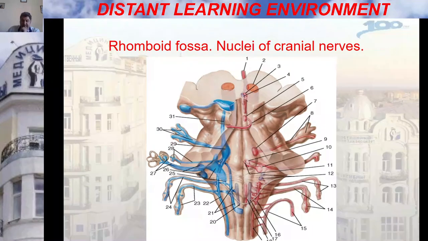The 11th pair, the accessory nerve, has two nuclei. Both are motor. One is located in the spinal cord. You may see it in number 19 here with my pointer. The next nucleus is a caudal continuation of the nuclei of the 10th and 9th pairs of nerves, and it is called nucleus ambiguus. You may see this nucleus here in number 16.